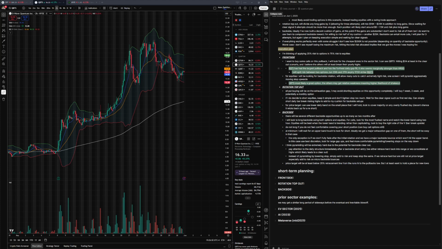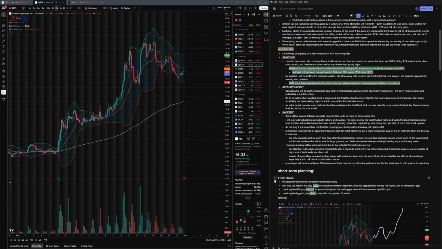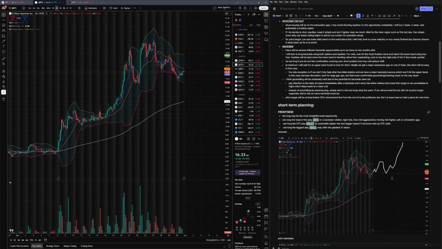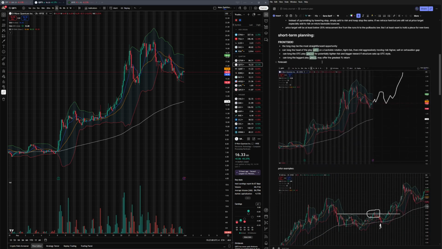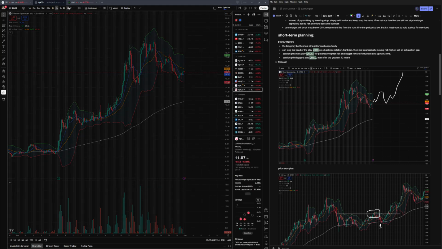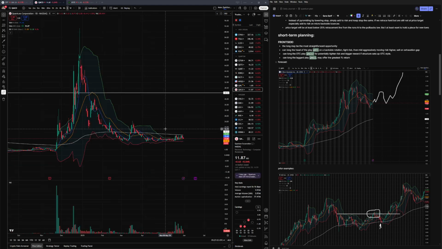So that's the first stage, front side, and you can go down here. I have the planning. There's also an OTC that I'd watch, see if it can have tight structure. We also have QMCO. This one has not even started its run, so that's why it interests me.